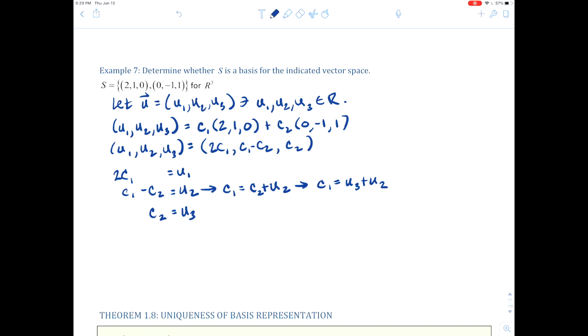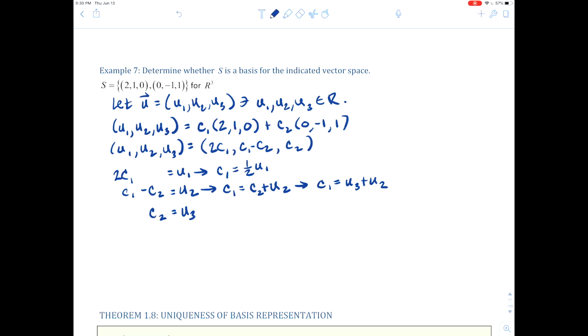All right. We also have another expression for C1 from the top equation. The top equation says that C1 would be equal to 1/2 times U1. So when you have this kind of situation, you need to be a little bit careful, okay? Because there could be something hinky going on. So I'm going to check it out, okay?